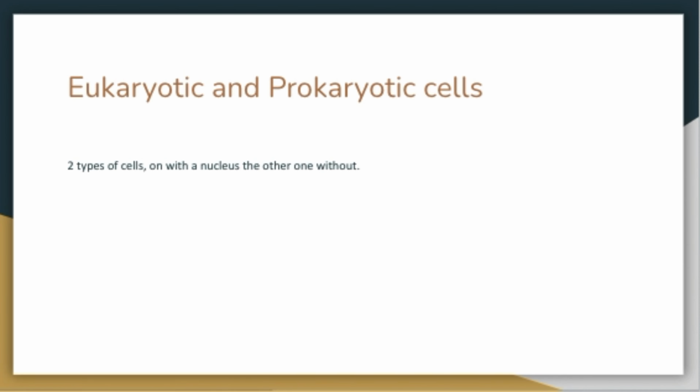In science, there are two types of cells, prokaryotic and eukaryotic. They have been separated since one contains a nucleus whilst the other doesn't. There are many similarities and differences between the two, which we'll be covering in today's video.